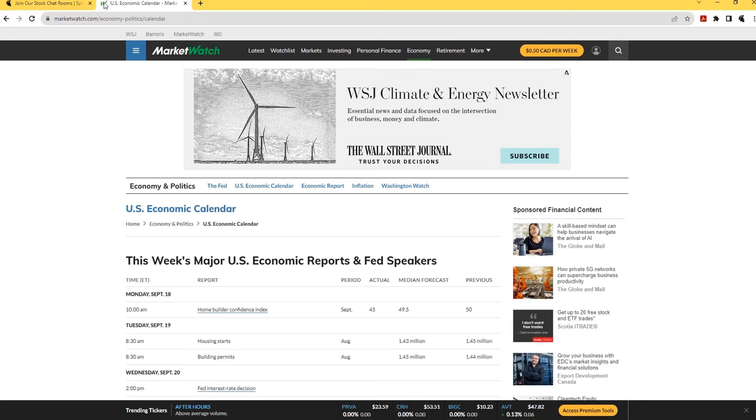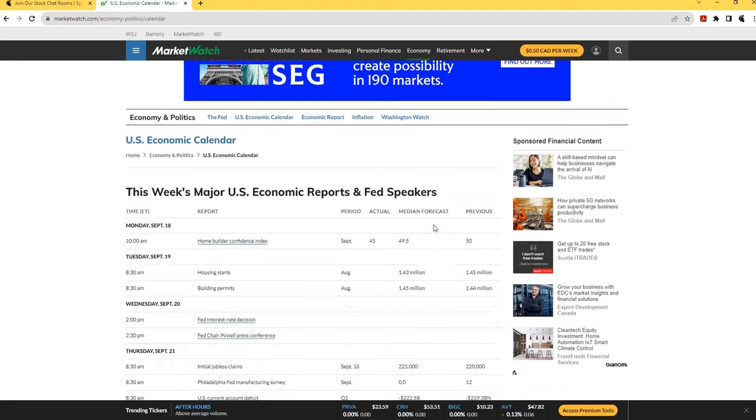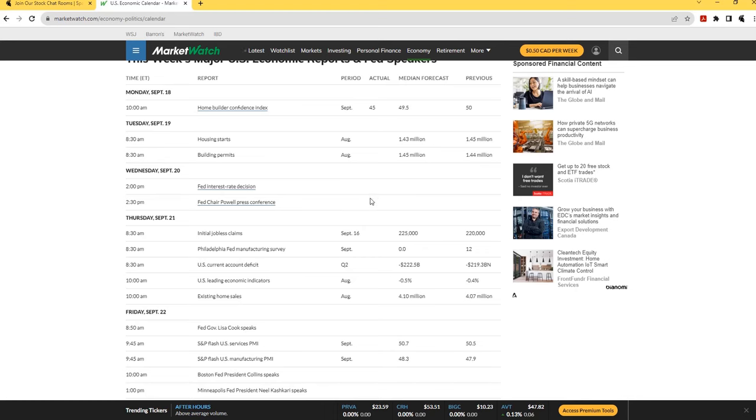But if you want to speed the process up and do it yourself, you can go to marketwatch.com, go to the economic calendar for the week, and this is going to break down what is actually happening this week. There are certain things that we always want to be watching for. Sometimes it'll be the CPI, PMI. It could be jobless claims.